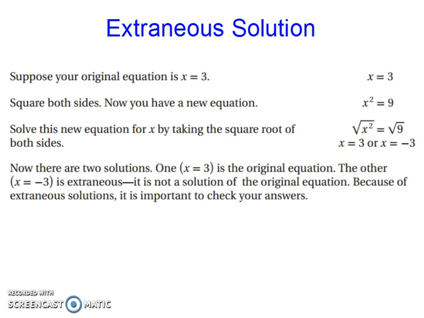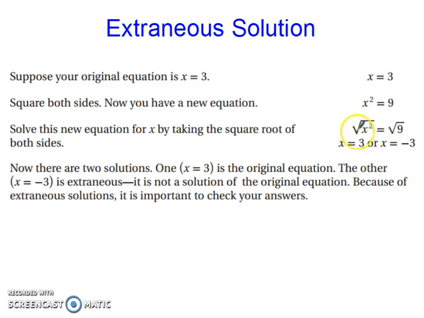Now let's look at an extraneous solution. Suppose your original equation is x equals 3. You square both sides. Now you have a new equation. You have x squared equals 9. To solve this new equation for x by taking the square root of both sides, you end up with the square root of x squared equaling the square root of 9.